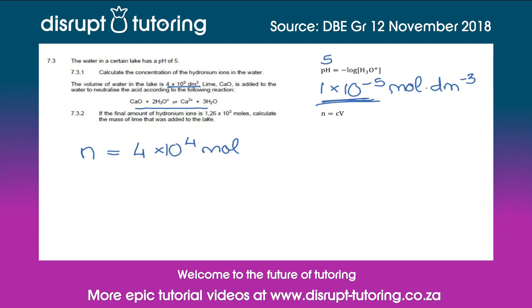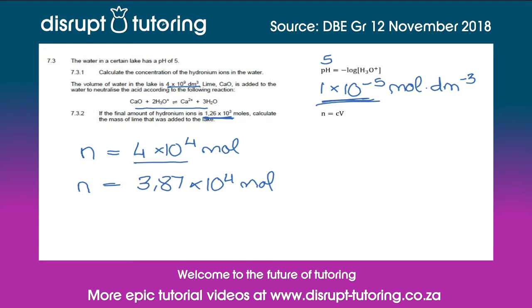If the initial number of moles of hydronium ions is 4 times 10 to the 4, and then after the reaction it is 1.26 times 10 to the 3, that means that the number of moles of the hydronium ions that have been neutralized by the lime is 3.87 times 10 to the 4 moles. Okay, that I just found by subtracting the number of moles after the reaction from the initial number of moles, which is 4 times 10 to the 4.